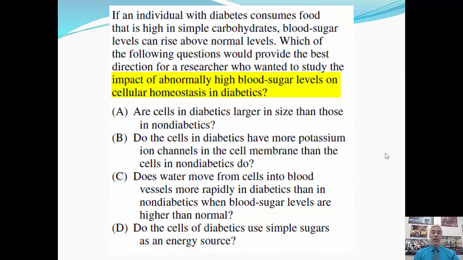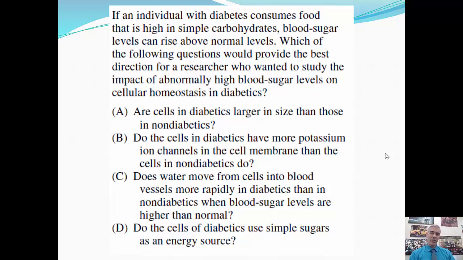A, are cells in diabetics larger in size than those in non-diabetics? B, do the cells in diabetics have more potassium ion channels in the cell membrane than cells in non-diabetics? C, does water move from cells in blood vessels more rapidly in diabetics than non-diabetics when blood sugar levels are higher than normal? Or D, do the cells of diabetics use simple sugars as an energy source? So, as I mentioned, this is actually a transport question, and a water transport question. And think about what we talked about.